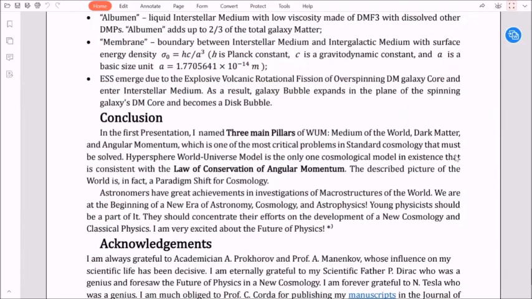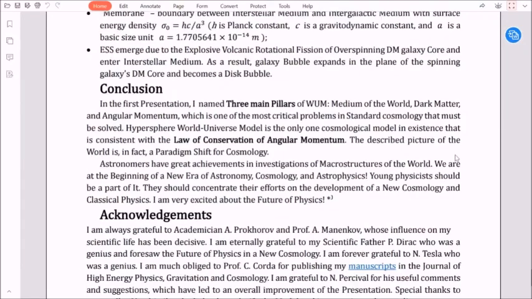Astronomers have great achievements in investigations of macrostructures of the world. We are at the beginning of a new era of astronomy, cosmology, and astrophysics. Young physicists should be a part of it. They should concentrate their efforts on the development of a new cosmology and classical physics. I'm very excited about the future of physics.